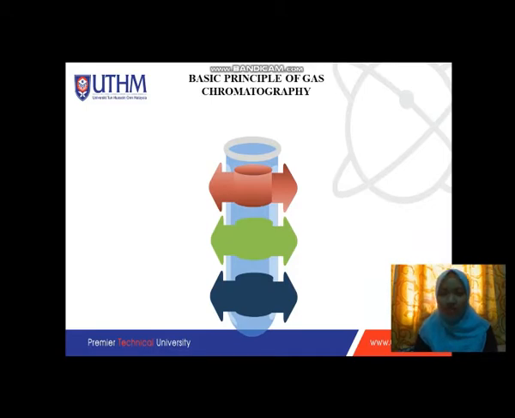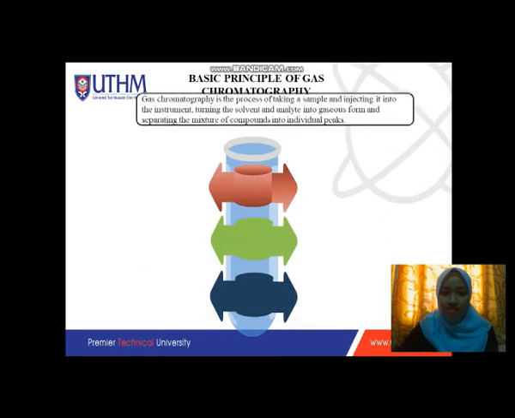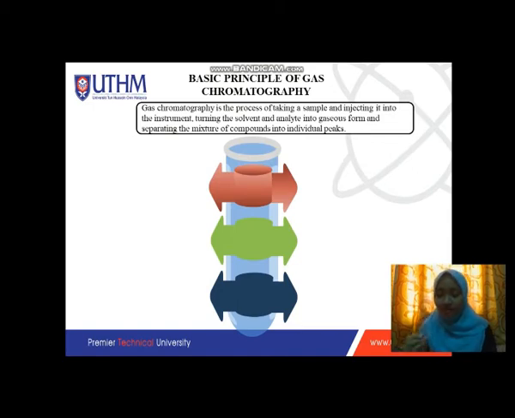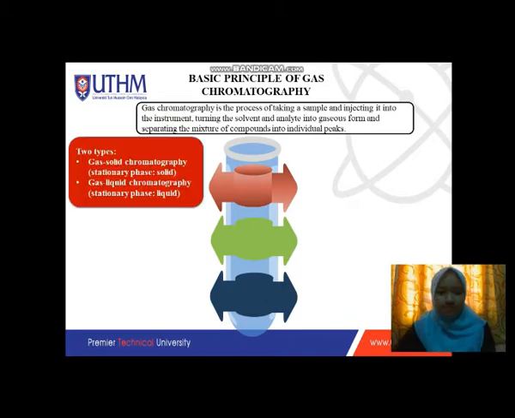So today I will present about the basic principle and function of gas chromatography. Gas chromatography is the process of taking a sample and injecting it into the instrument, turning the solvent and analyte into gaseous form, and then separating the mixture of compounds into individual peaks that are shown in the chromatogram. There are two types of gas chromatography, which are gas solid chromatography and gas liquid chromatography.